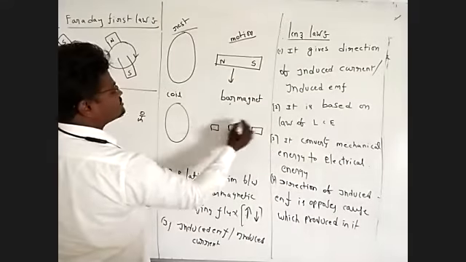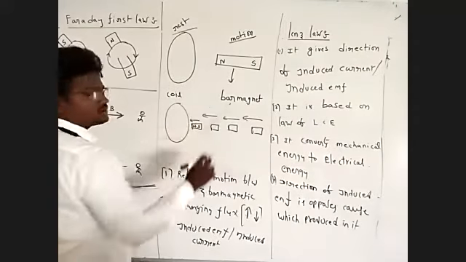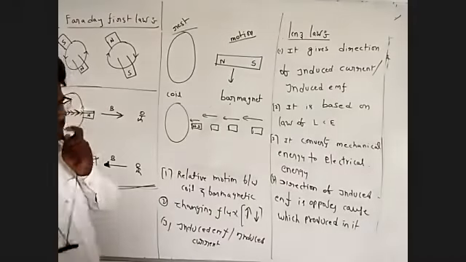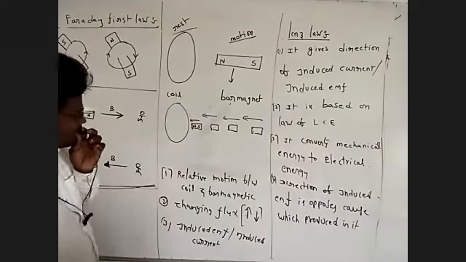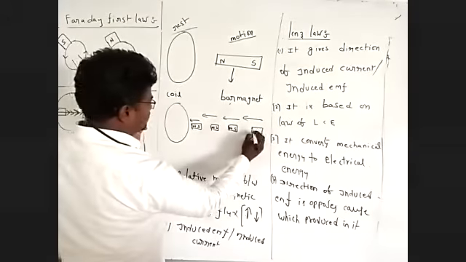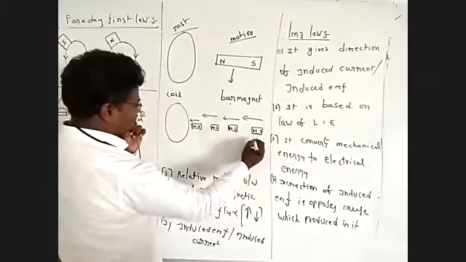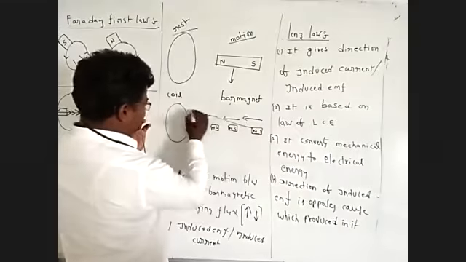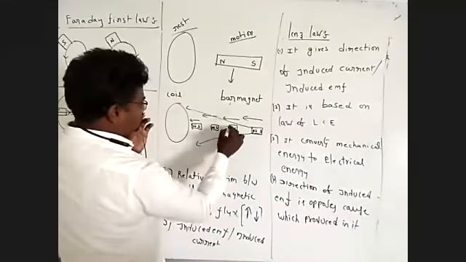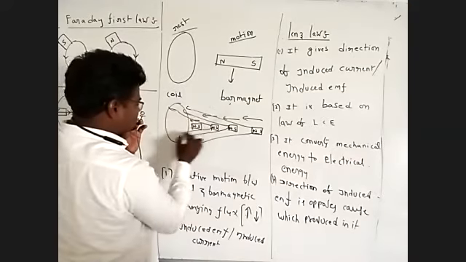Now the bar magnet is moving towards a coil. This is the north pole of the bar magnet. When the bar magnet is at this place, a few flux lines, one or two lines, are linked with the coil. Now this bar magnet is very near, so many flux lines are linked here.